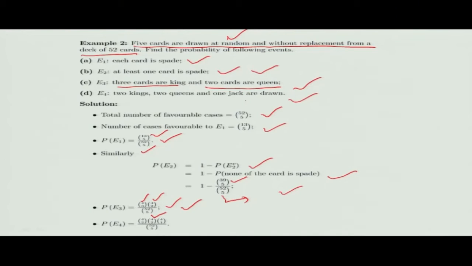Now probability of E4, again total number of ways is 52 choose 5. I want 2 kings, so out of 4 kings, 2 kings can be chosen in 4 choose 2 ways. 2 queens, again out of 4 queens, 2 have to be chosen, so 4 choose 2 ways. It is by the multiplication law of counting. Then I want 1 jack. So for each of these, 1 jack from the 4 jacks can be chosen in 4 choose 1 way. So these follow from the usual counting principles.